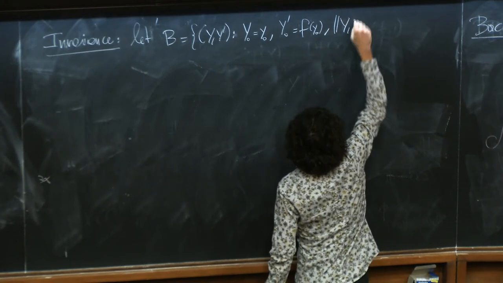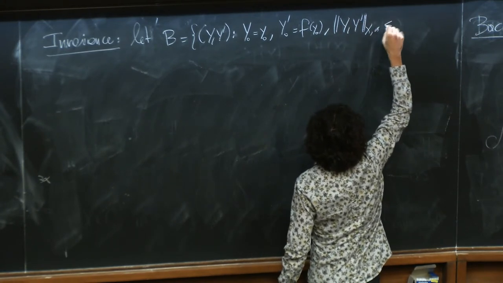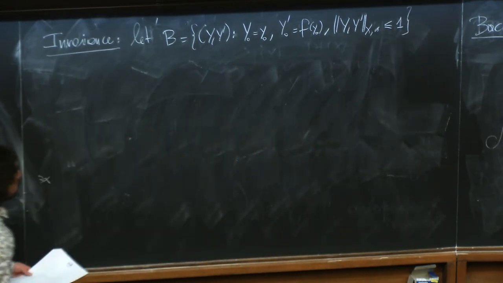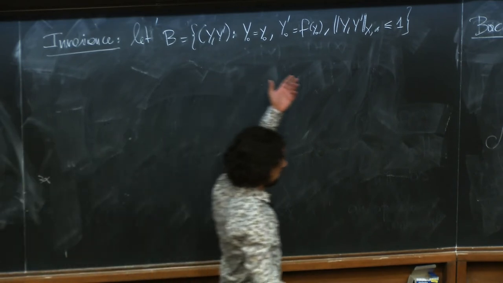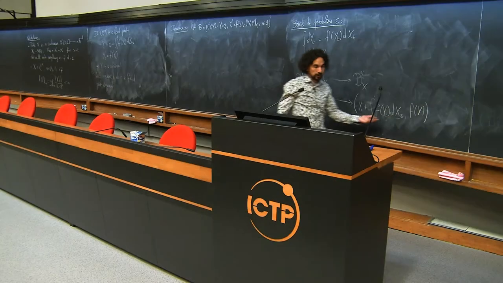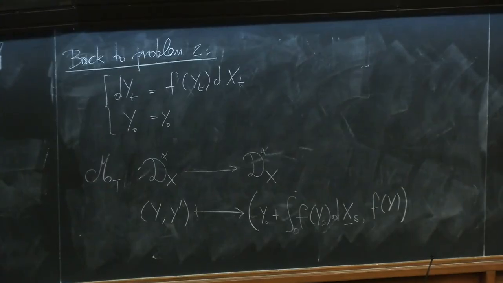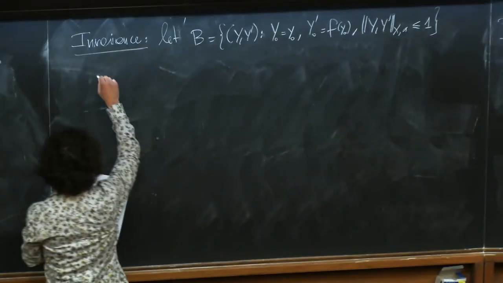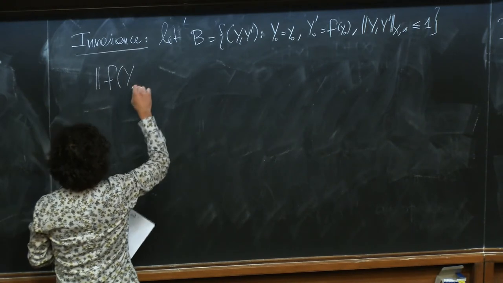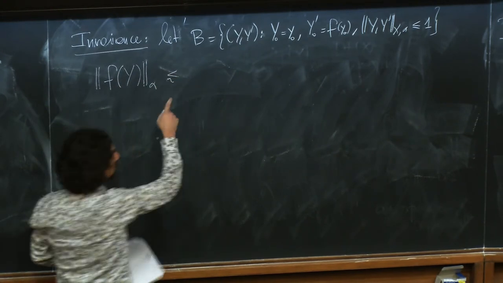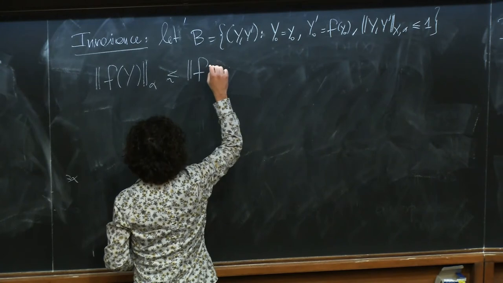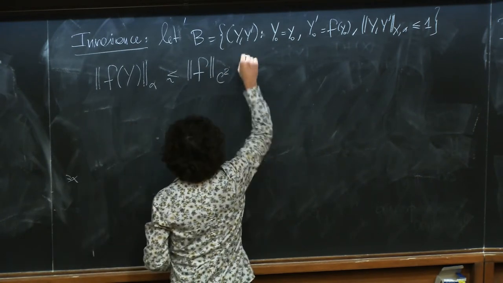And I will impose that the norm of y prime is smaller or equal to 1. Then I have to take y prime in this ball and show that what I have here is also in that ball. So I have to control the norm of the first entry and the second entry. Let's have a look at the second entry. This is bounded by a certain norm for f times the norm of y.